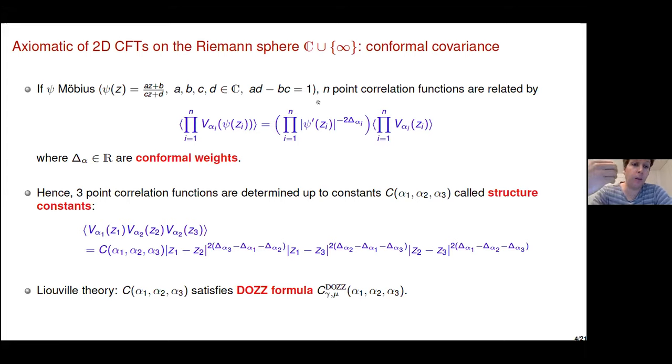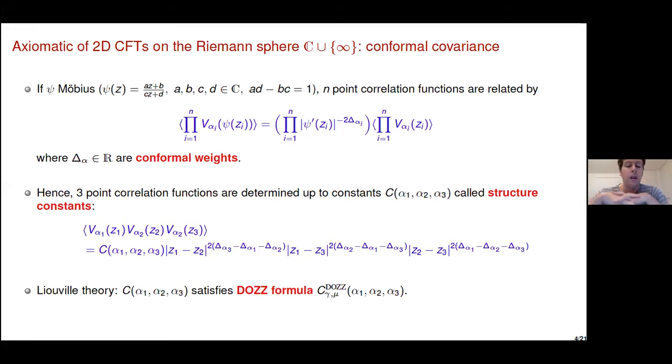Now the conformal field theory tells you that these correlation functions have to satisfy a certain number of axioms. One of the axioms is global conformal invariance. And what does this say? It says that if you take a Möbius transform on the sphere, psi of z equals (az+b)/(cz+d), and you take the correlation functions at the points psi(z_i) instead of z_i, you recover the same thing times a product of psi'(z_i) to some power. This power, denoted minus 2 delta_alpha_i, is called the conformal weight. This is the global conformal invariance statement.